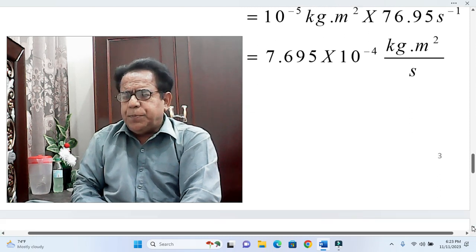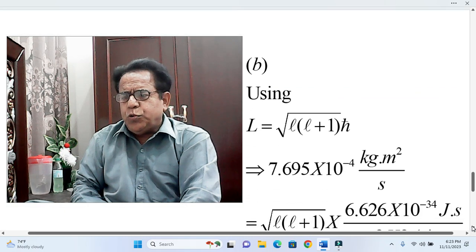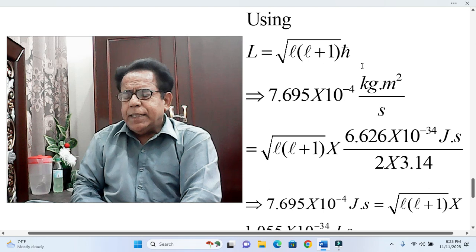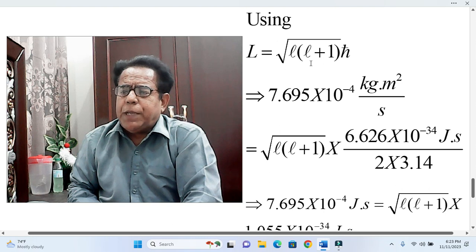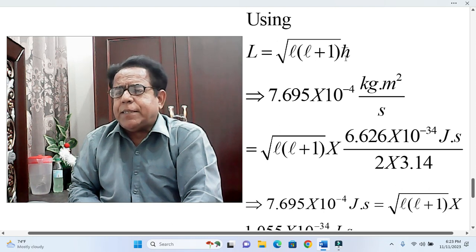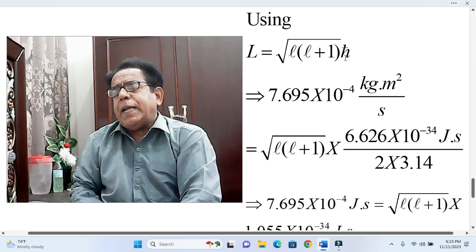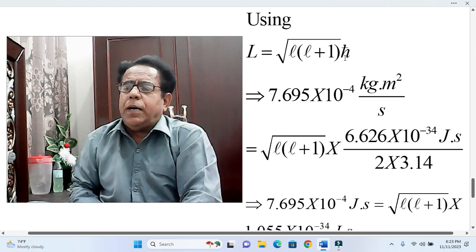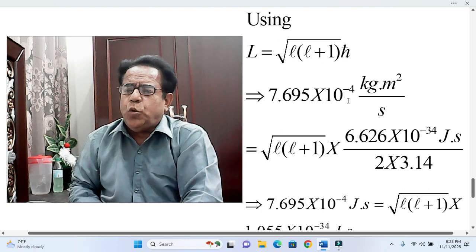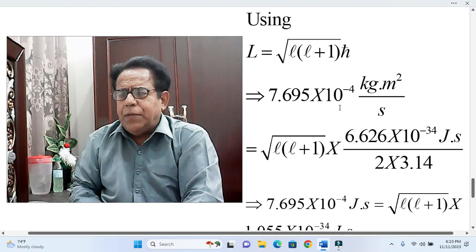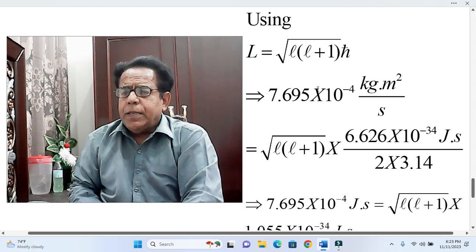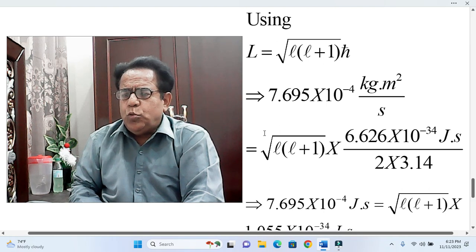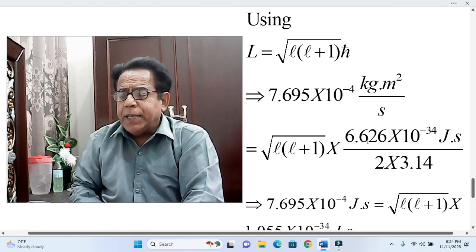Now we come towards part B, using this formula. This was shown in the snapshot. Capital L is equal to under root small l into l plus 1 into h bar, or h reduced, where h bar is Planck's constant divided by 2 pi. So in place of l we have put its value which we calculated in the previous step. This is the value of h, and this is the value of 2 into pi.